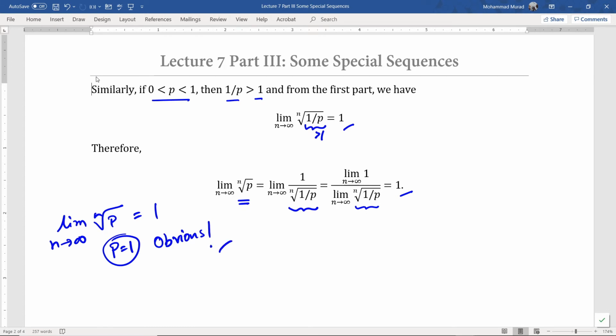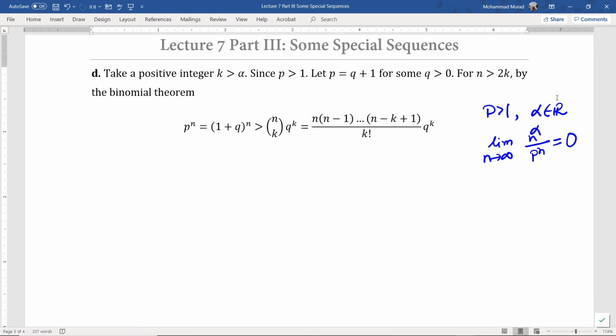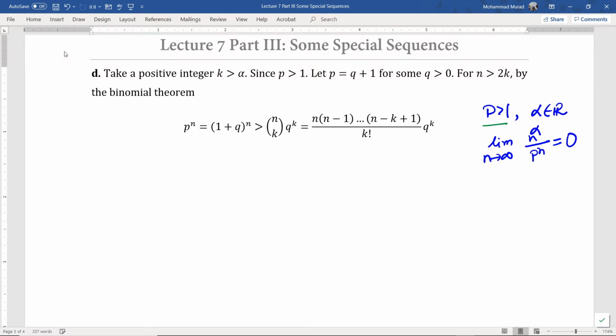So this completes the proof of the statement A. Now let's try to prove the statement D. Namely, if p is a real number greater than 1 and alpha is any real number, then the limit of n to the alpha over p to the n as n approaches infinity equals 0.